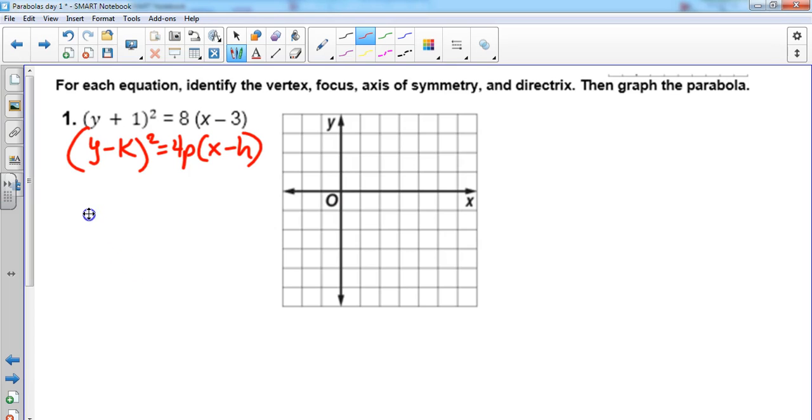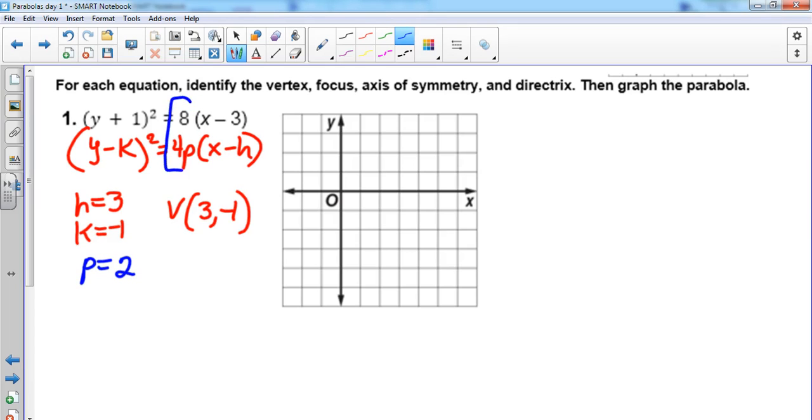So what do you know? h is 3, k is negative 1, the vertex is at 3, negative 1. Gosh, you guys got a lot out of that in no time. What else? P equals 2, because 4p is 8 right here. Is the y squared or the x squared? The y is squared, so it opens left or right, and it's positive, so it opens right.